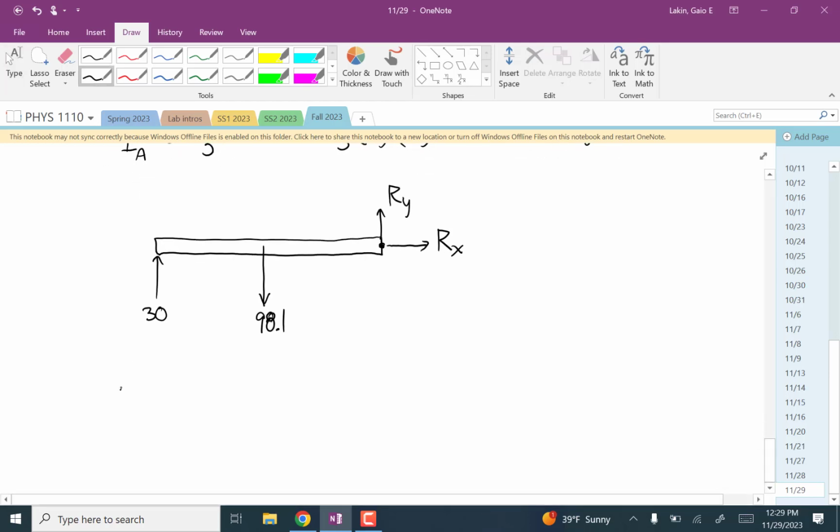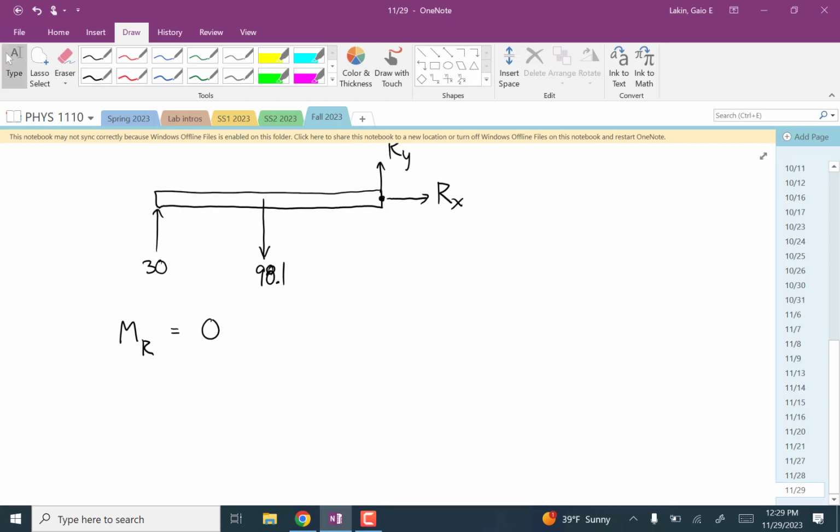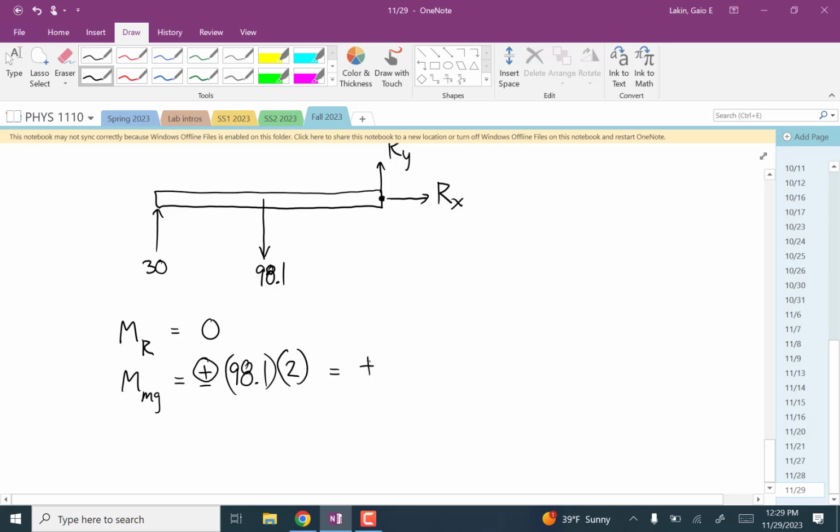Okay, so the moment due to those forces at the hinge is 0, like always. The moment for the weight is plus or minus the force of 98.1 times the distance from the hinge to that point, which is 2. Would that weight force make it rotate clockwise or counterclockwise around that hinge? Counterclockwise, yep, so this is positive, and so you get positive 196.2 newton meters.